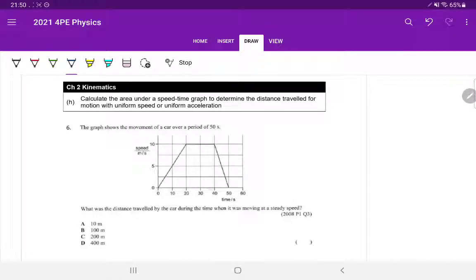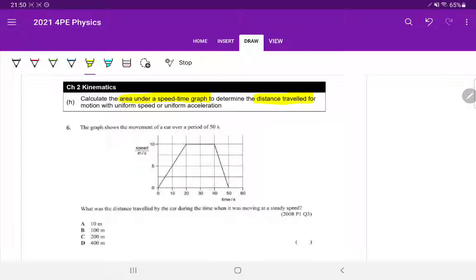Okay, learning objective 2H tells you another thing that you need to know about speed time graphs. So far we've known that the gradient of the speed time graph gives us the acceleration. Reading of the speed time graph gives us speed. What else can we tell from a speed time graph? We need to know that the area under the speed time graph gives us the distance traveled. Okay, area under the speed time graph gives us the distance traveled.